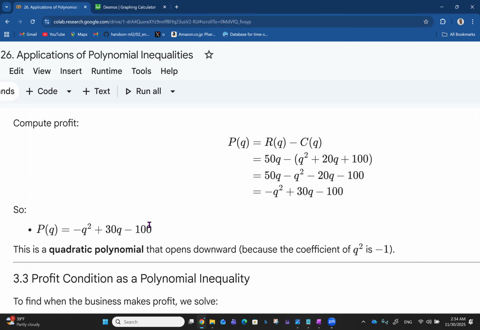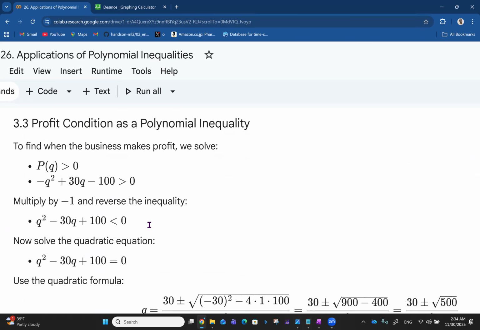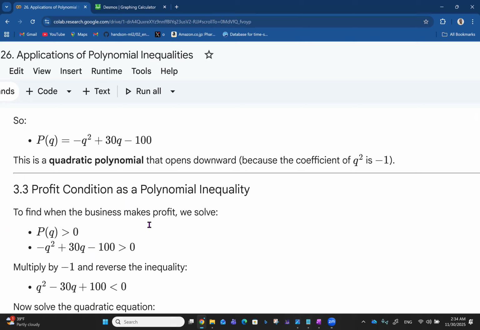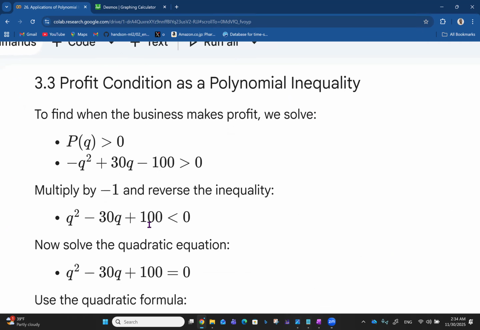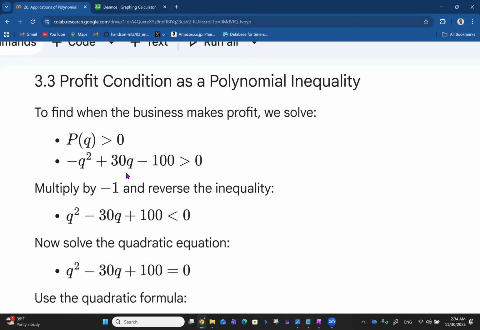So yeah, here now. Profit condition as a polynomial inequality. To find when the business makes profit, we need to solve P of Q greater than zero. So that's minus Q squared plus 30Q minus 100, which is greater than zero. If we multiply by minus one, we have Q squared minus 30Q plus 100. Of course, this greater than has to become less than zero. So Q squared minus 30Q plus 100 is less than zero.